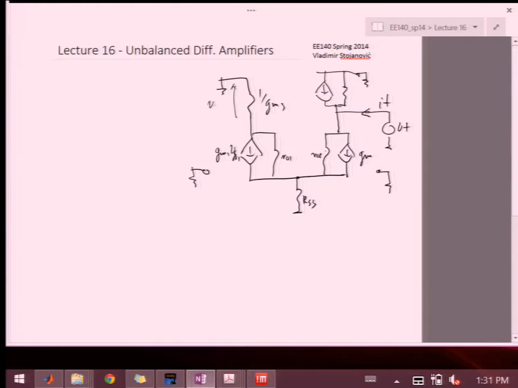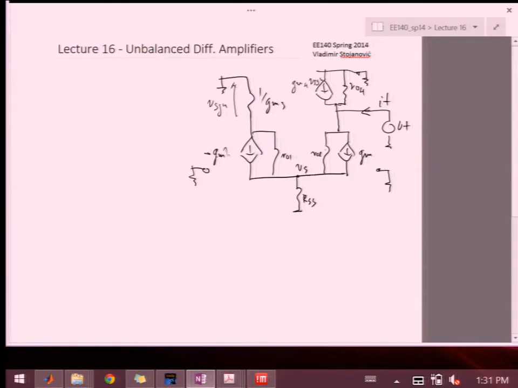Okay, so this is VSG4, GM4, VSG4, RO4. So this is the whole thing. And I'm going to write these labels slightly differently, because I'm going to say this node is VS. And since the gates are grounded, and now VGS is minus VS, this is minus GM VS. And then this one also is minus GM VS. So I'm trying to simplify things a little bit.